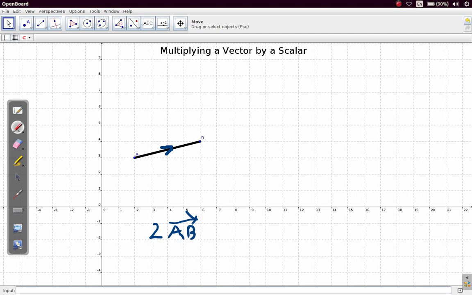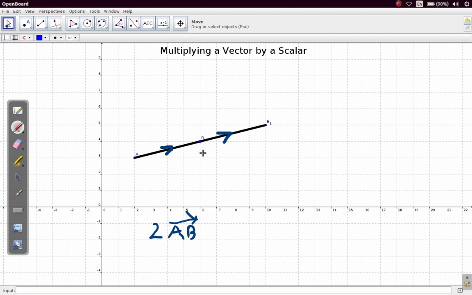Suppose I select vector AB and I copy vector AB, then paste. This is what you would get. A vector is another vector acting in the same direction and having the same magnitude. All right?